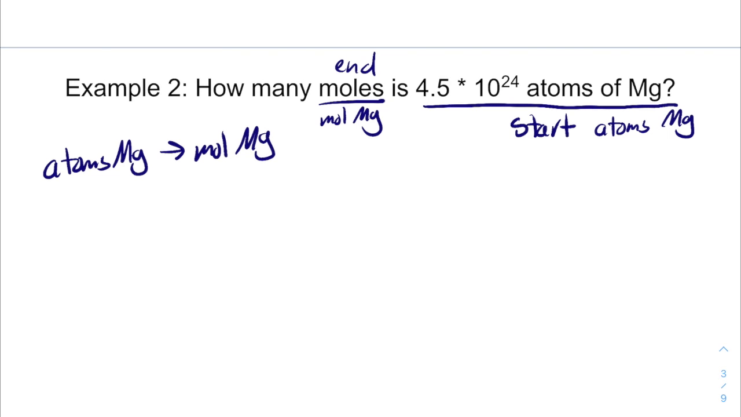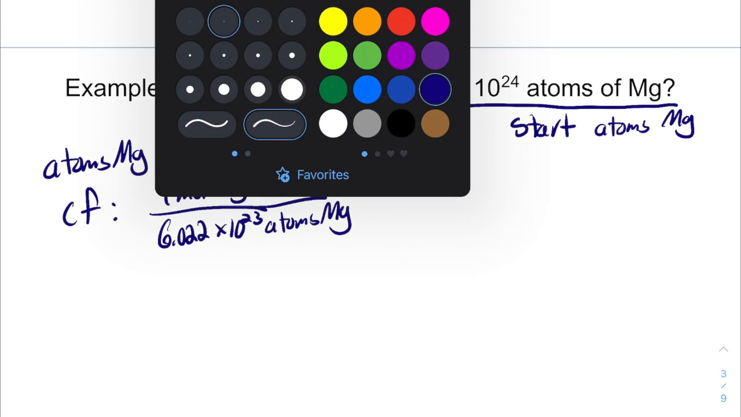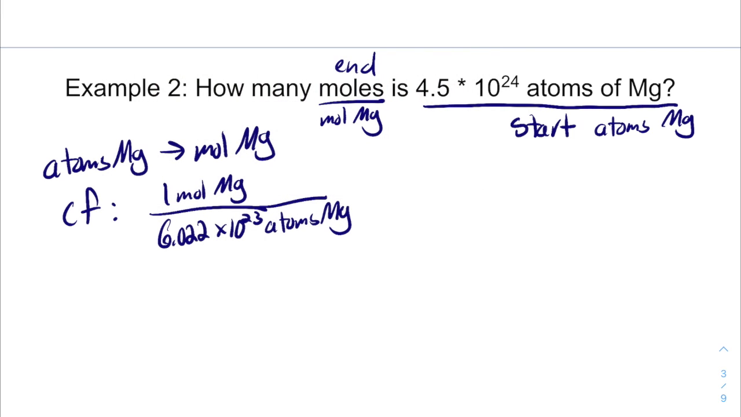This is similar to the last problem. Whenever we're going between atoms, molecules, and moles, we are going to use Avogadro's number. So our conversion factor is going to be that 1 mole of magnesium is equal to 6.022 times 10 to the 23rd atoms of magnesium. So let's go ahead and start our setup. We've identified our conversion, our start, our end.